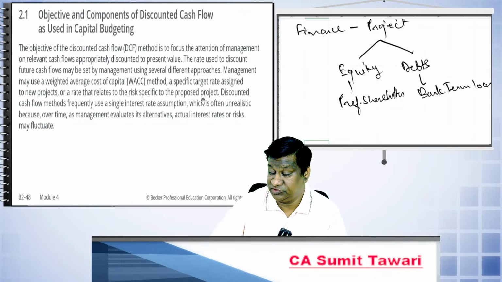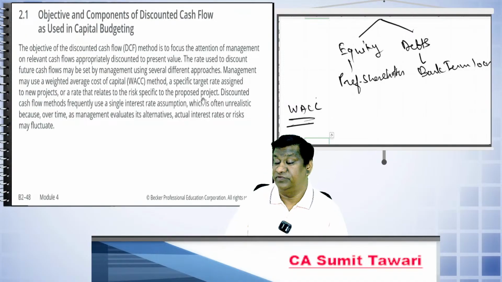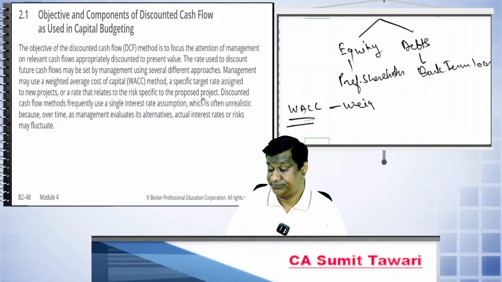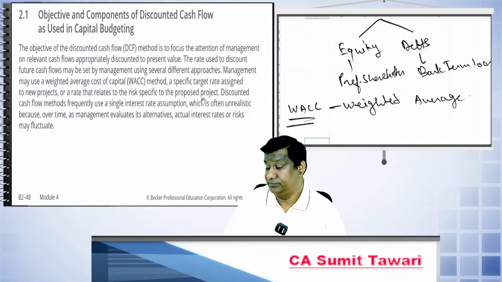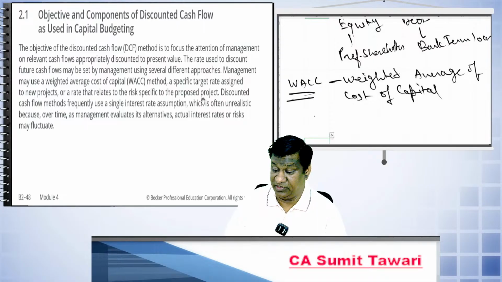Okay, so first you need to calculate the weighted average cost of capital. What is weighted average cost of capital? If your project requires 100 million investment, that 100 million you can bifurcate into 3 to 4 situations. Like first, equity.